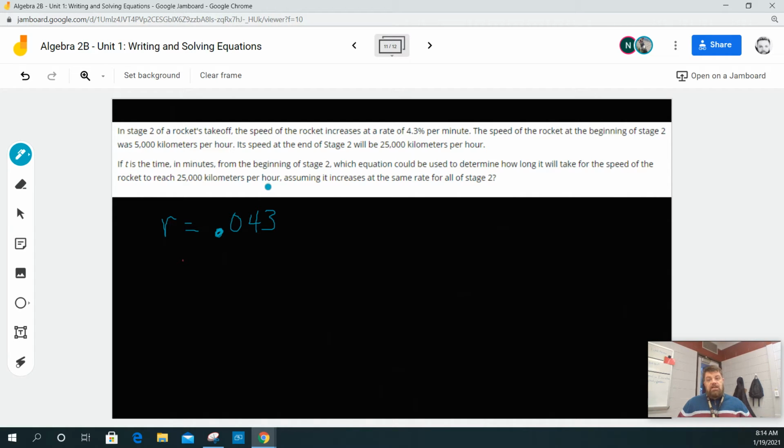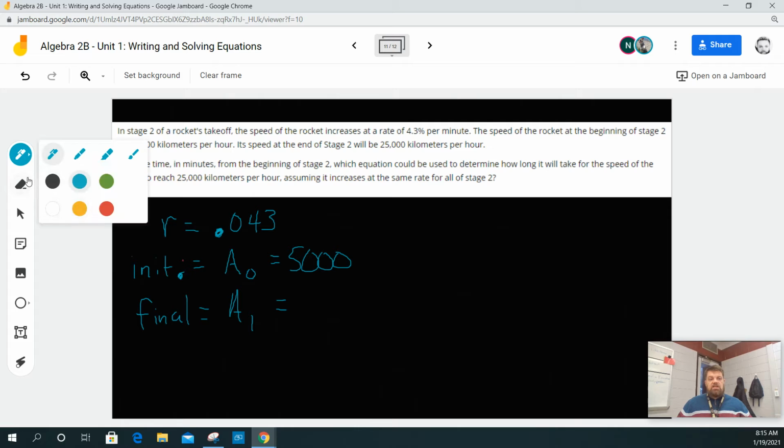The speed of the rocket in the beginning stage of 2 is 5,000. So one thing I want to talk about is I've been saying initial amount. Sometimes you'll see that written like this: amount, capital A, 0. So that would be like amount not or amount sub-0. And that's equal to 5,000. Then it says the final speed is 25,000. So we could call that A1.